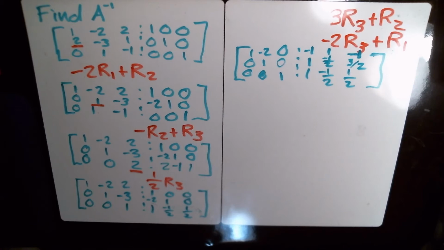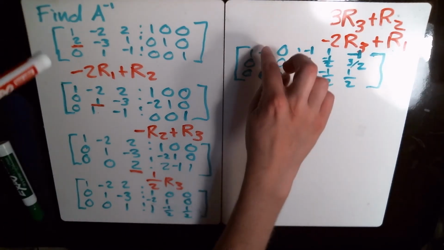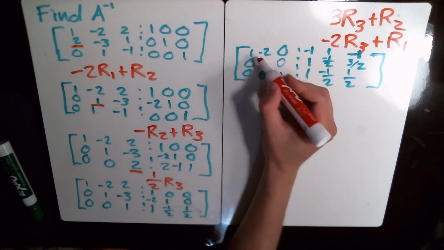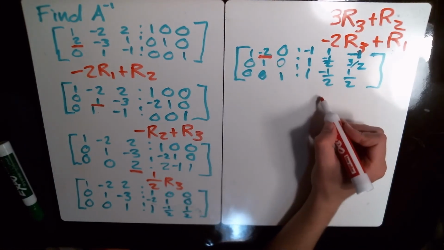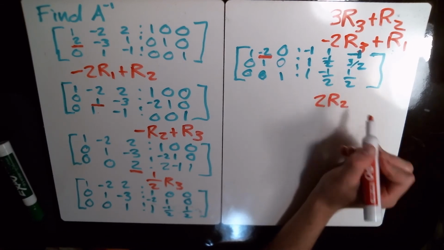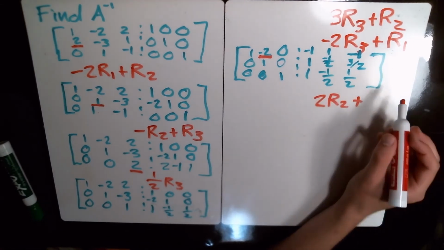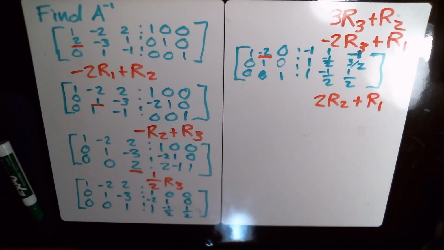Okay, so we're almost there. The very last thing we need to do is get rid of that 2 there, right? So that it's the identity. So get rid of that -2, so we're going to do 2 times the second row. We're going to add it up to the first row.